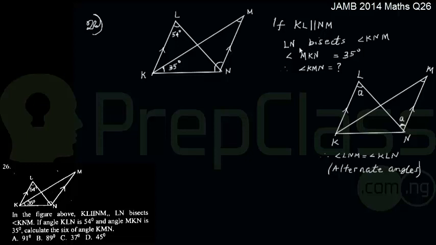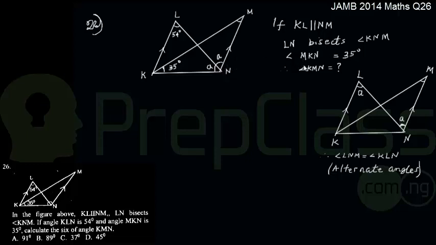We're also told further that LN bisects angle KNM. Now this is line LN, it bisects angle KNM, that is the angle at N. That means it divides the angle at N into two equal parts. That is what we need to understand. So we could say that if this angle here is divided into two equal parts, and this side here is A, the other side here would also be A. We need to get that fact clearly.